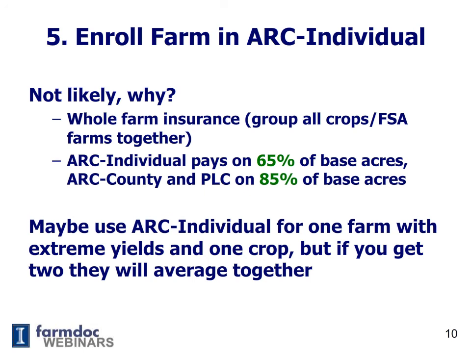Certain situations, though, where ARC Individual may work is if you have one farm that has extreme yield variability. That might be the case of bottomland that floods, and you have one crop on that FSA farm. If we have a flooding situation and one crop is planted, most of the years we get pretty good yields, and then we get flooded out and get close to zero yields. That might be a situation in which ARC Individual works.